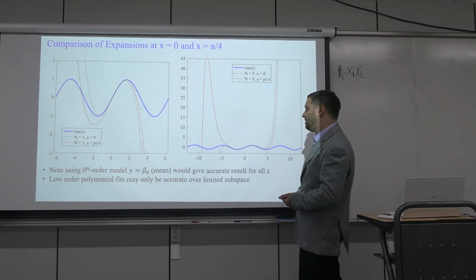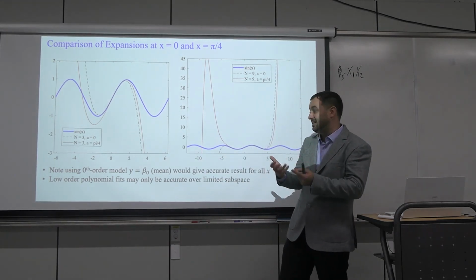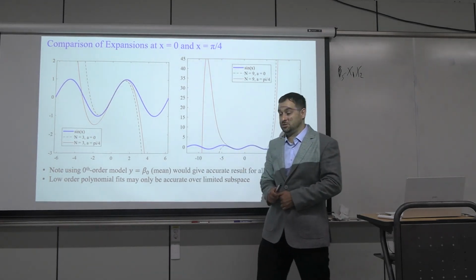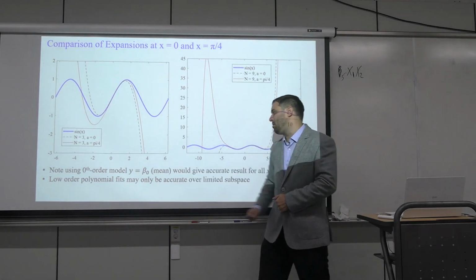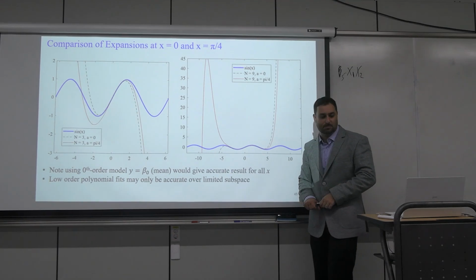And so just remember, sometimes a very simple model might give you accuracy but no detail. In this case, we would lose all of the amplitude information. So low order polynomial fits may only be accurate over a limited subspace.